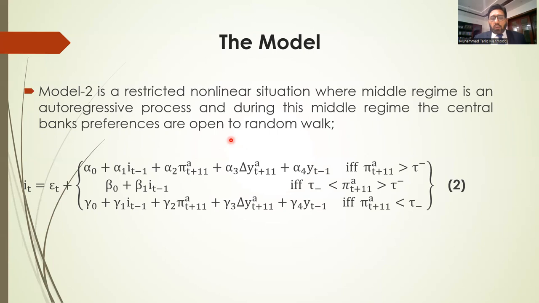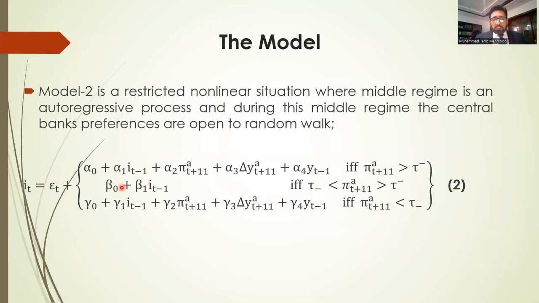So model 2 is the restricted model. Now we have a restricted model in which we, as a policymaker, are not going to respond to anything in between the upper and lower threshold level, which you can see in the central equation, where beta naught plus beta 1 and everything else is restricted off. We have restricted beta 2, beta 3 and beta 4, etc. equal to 0. And when we restrict those to 0, we are assuming that in the middle regime, the central bank is only going to smooth the interest rate. So we can say that there exists an interest rate inertia.